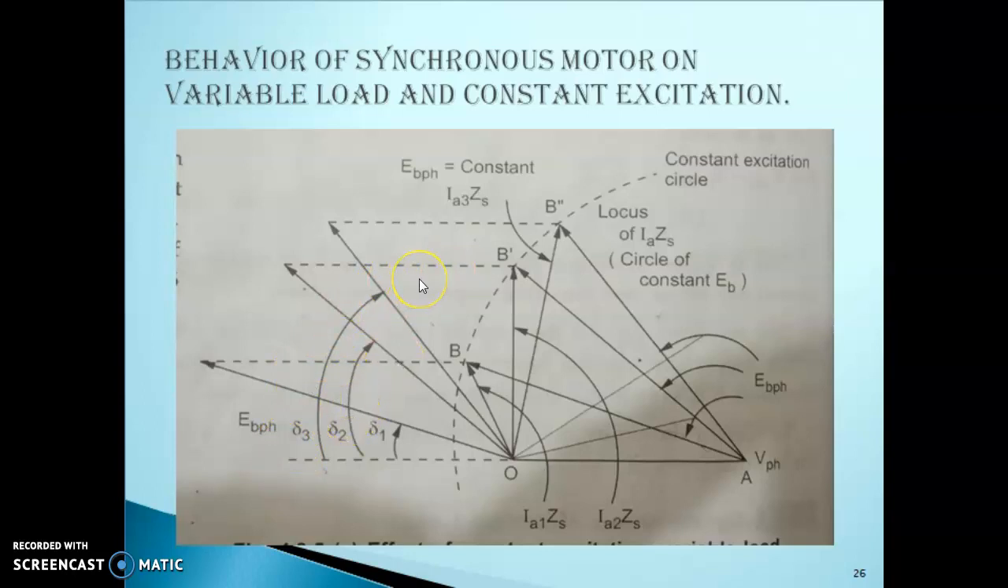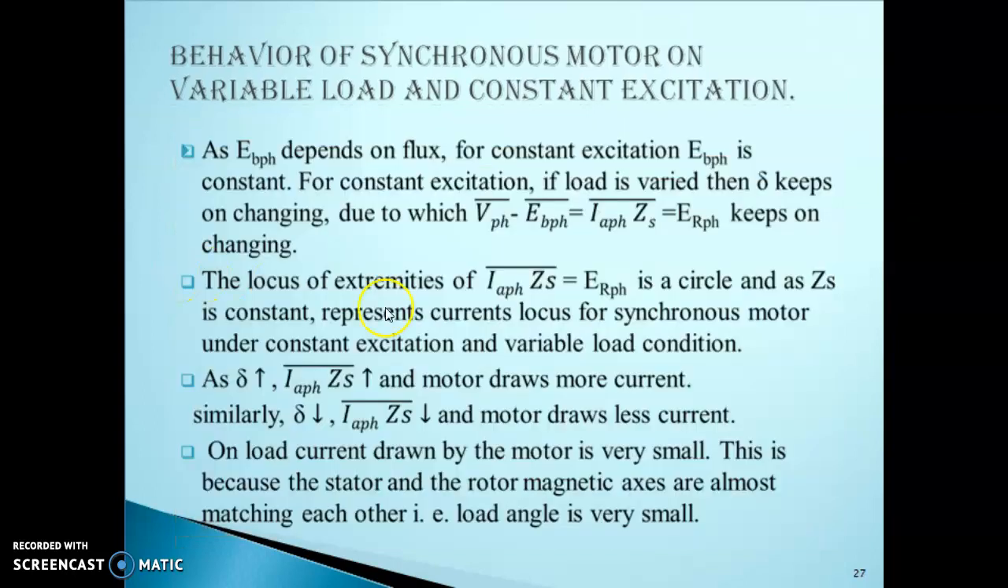As EBPH shifts there, the magnitude of ERPH is increased. Okay, now ERPH magnitude is increased, but ZS is constant. So ZS is constant. To increase this product, the current drawn by motor should increase. Okay, so as load increases, to meet that increased load demand, the motor draws more current from the supply. That we have discussed.